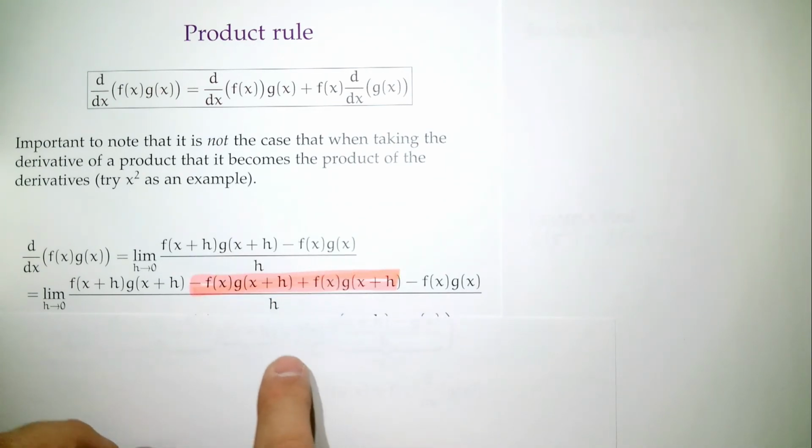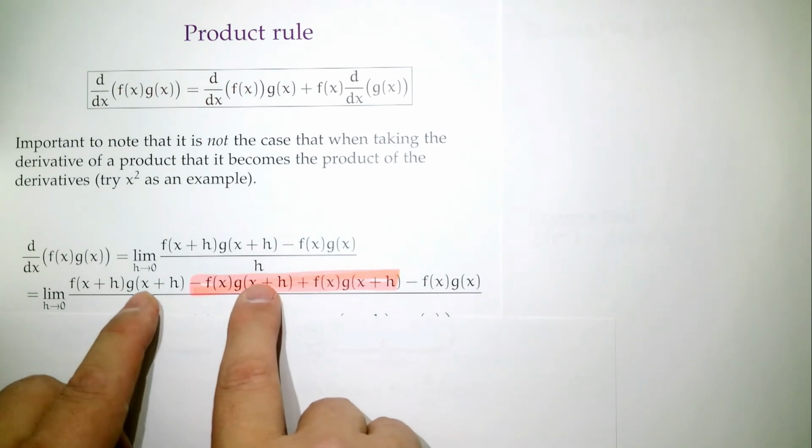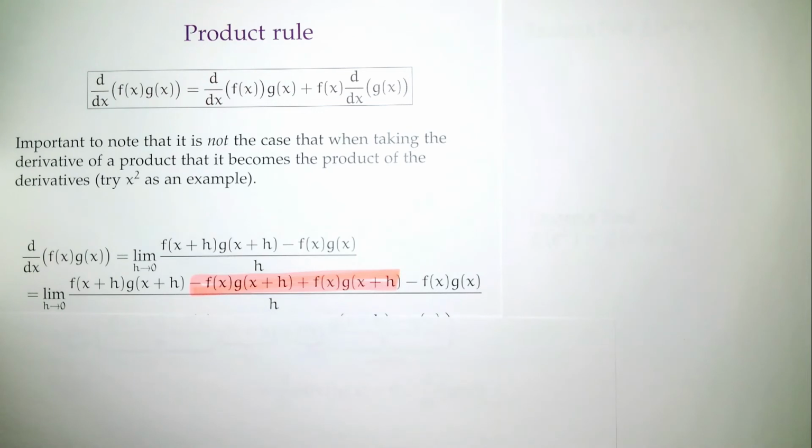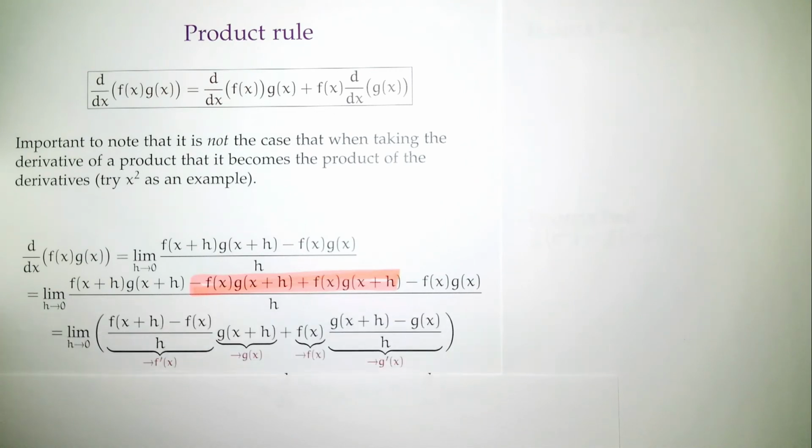And the way we did it, we said, okay, one of the terms will have an x plus h, and the other term will have just an x. So it was sort of like the halfway in between. That's where that idea is coming from. And now what we can do is split this up into parts.